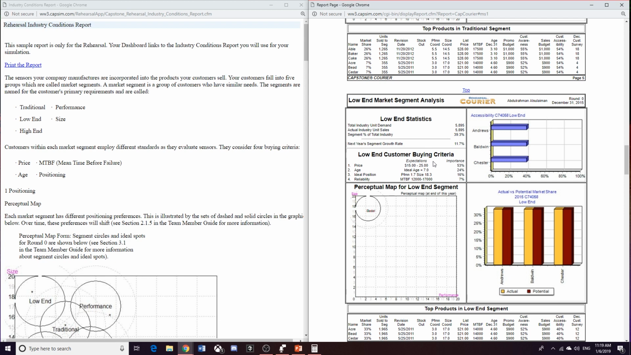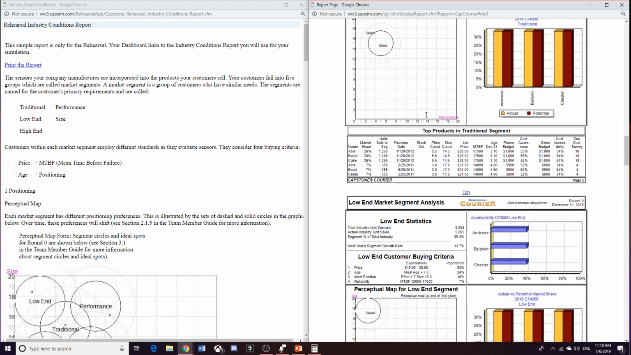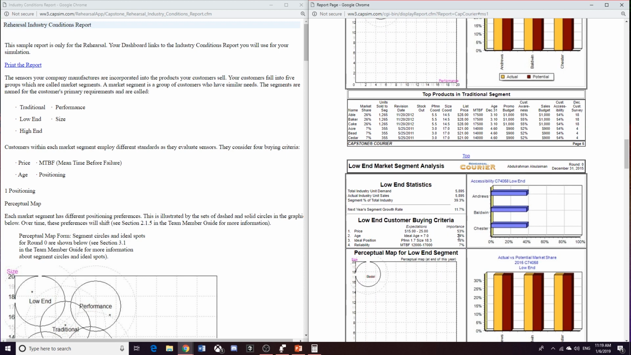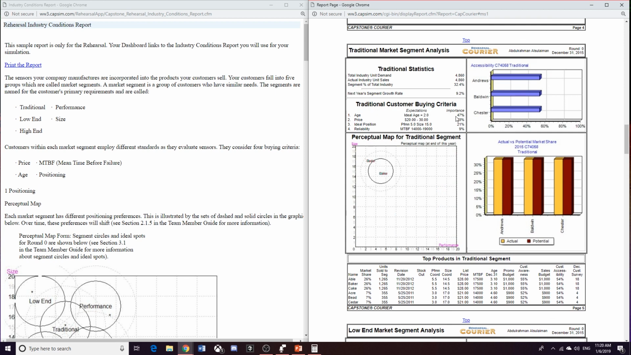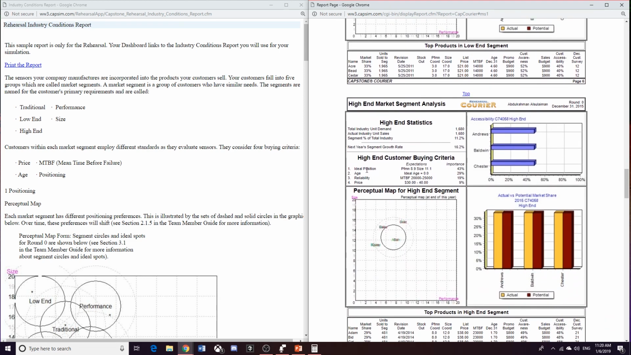And age comes in second, you see. And you see here, in low end they want older products, unlike in here, where they want newer products, only 2 years, not like 7 years. And look, it's only 24% here, and their age is 47%. So yeah, you need to keep these in mind. You see here, high end, for example, the number 1 in the customer buying criteria is ideal position, and it is at 43% importance.